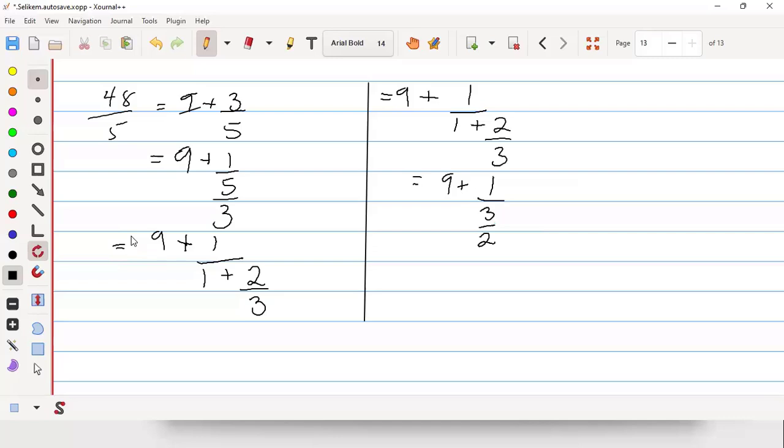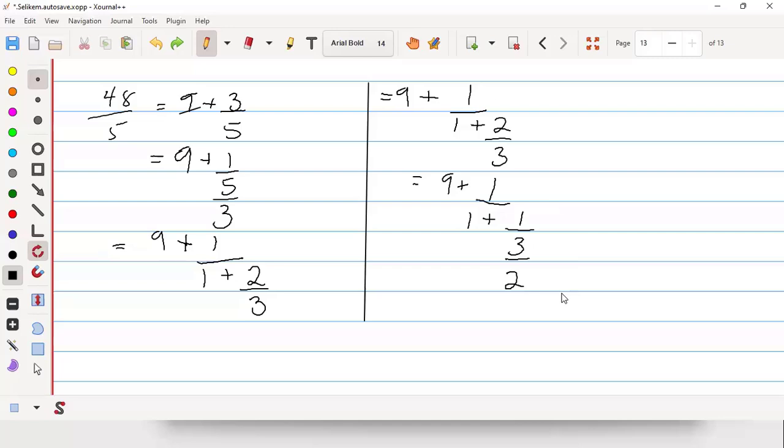Wait. You left the 1 plus. You're supposed to write 1 plus 1 over 3 over 2. Oh yeah, you left this one out. You get me? So yeah, 1 over 3 over 2.